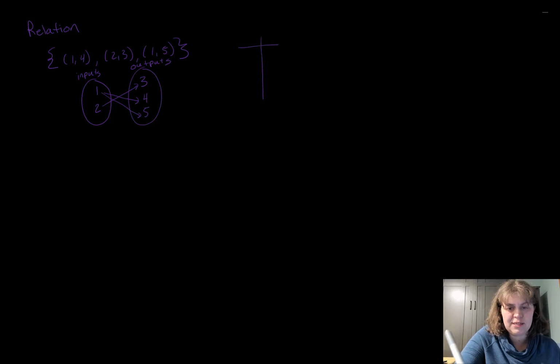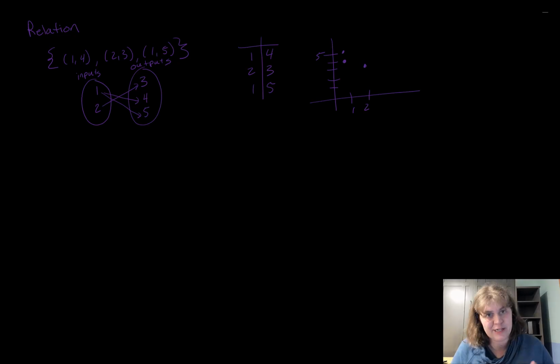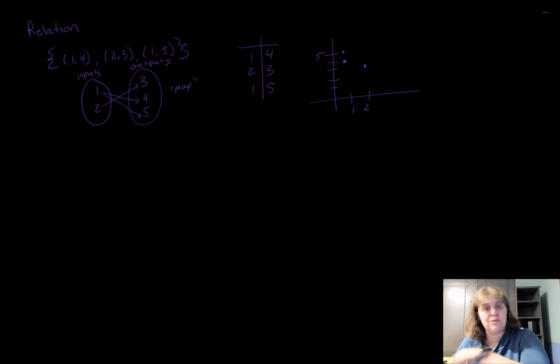You might see them listed like this, because anytime we have ordered pairs, we can also write them down on a table. We can also graph them, right? So here's 1, 2, 3, 4, 5. So (1, 4), (2, 3), and (1, 5). Not drawn to scale. So here's 1, here's 2, here's 5. So these are all different ways that we can represent a relation. Table, this guy over here, this is called a mapping. A map. We have our ordered pairs, and we also have our graph off to the side there. So that's how we can represent relations.